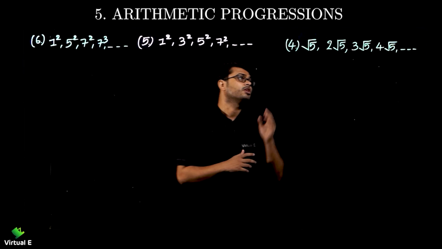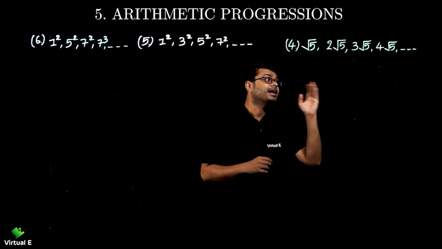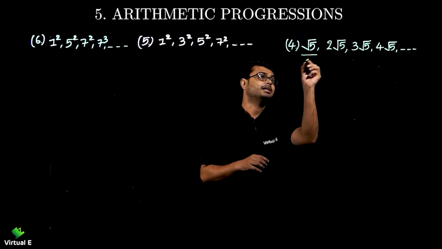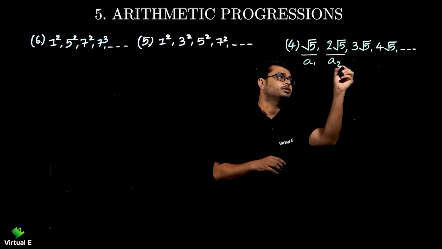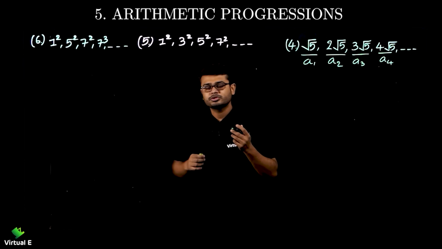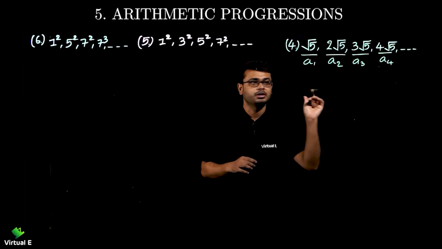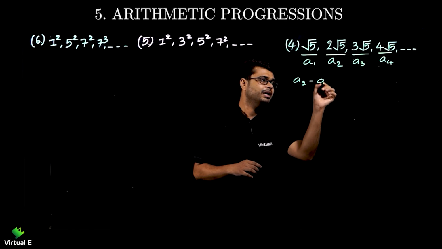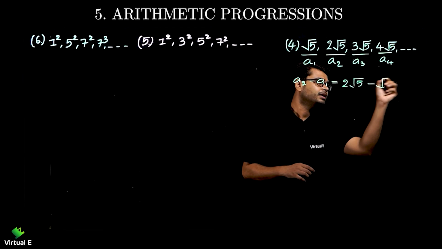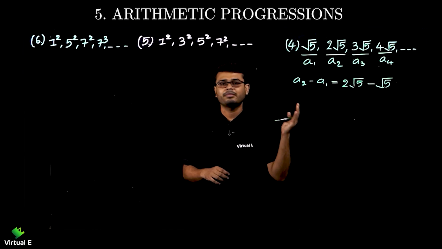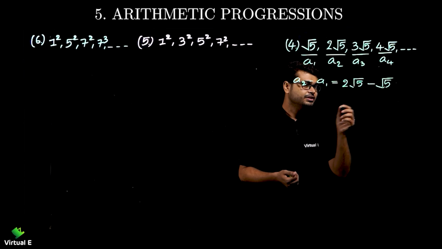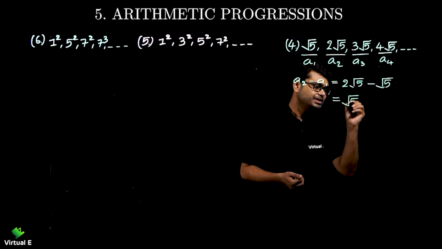So we have the question root 5, 2 root 5, 3 root 5 and 4 root 5. Okay, so let's start with the method. First of all, let's give names to the terms, that is A1, A2, A3 and A4. What are we supposed to do? We just need to check whether the difference is the same or not. So let's start with A2 minus A1. So 2 root 5 minus root 5. Consider root 5 as 1 over here, right? 2x minus x, answer is x. So in this case it is root 5. So that's the first difference.